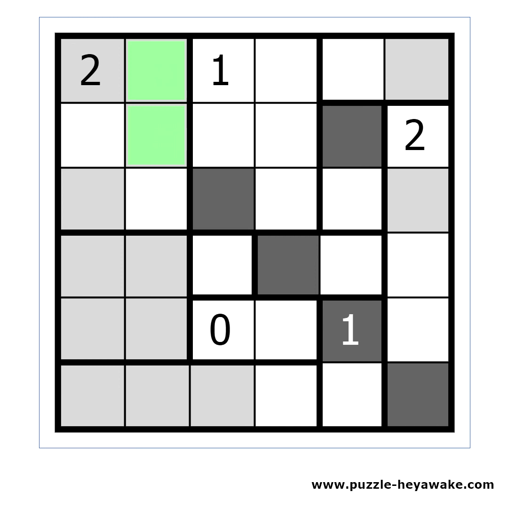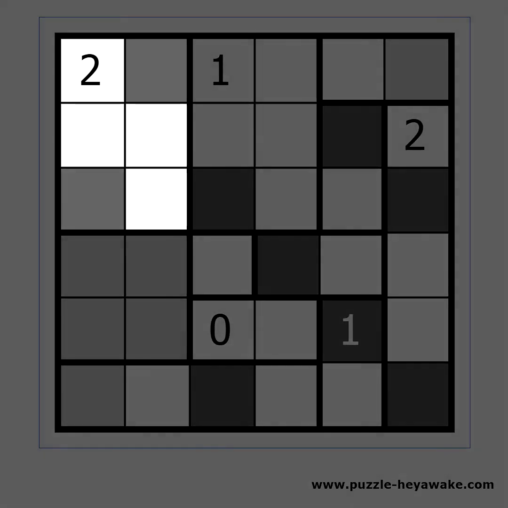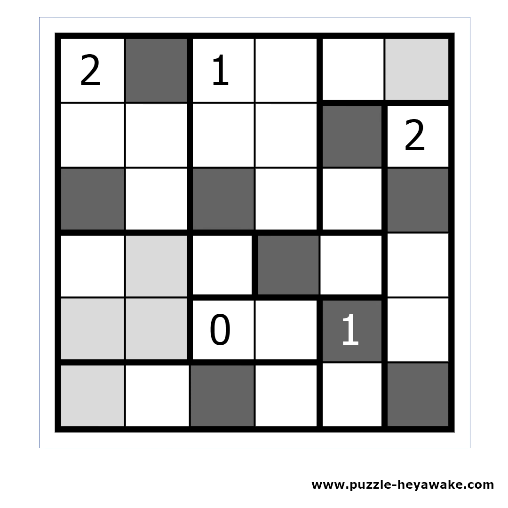Again, some cells would form a white line, passing through three regions. Those cells must be black. This two region can be completed. This cell would separate the whites into two groups if it was black. So it must be white.